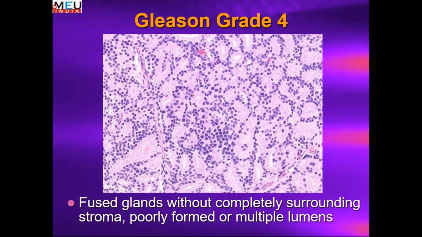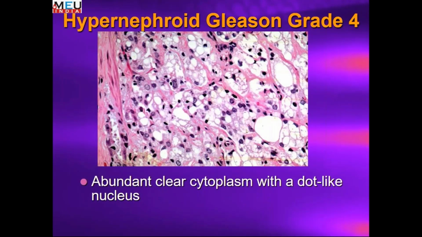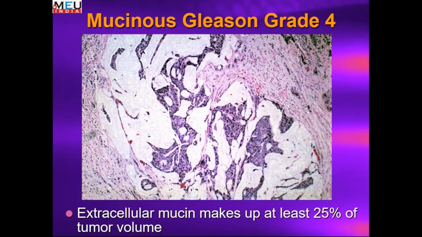Another slide of Gleason's grade 4, now this is the hypernephroid variant, in which we see abundant clear cytoplasm with dot-like nuclei, and they just give a picture like hypernephroma of the kidney or the clear cell variant. And also mucinous Gleason's grading can be seen sometimes.